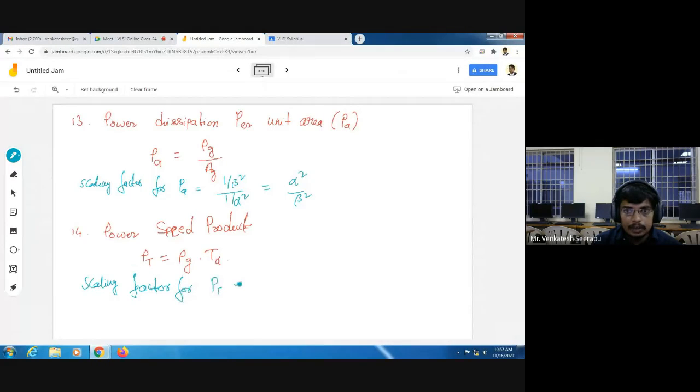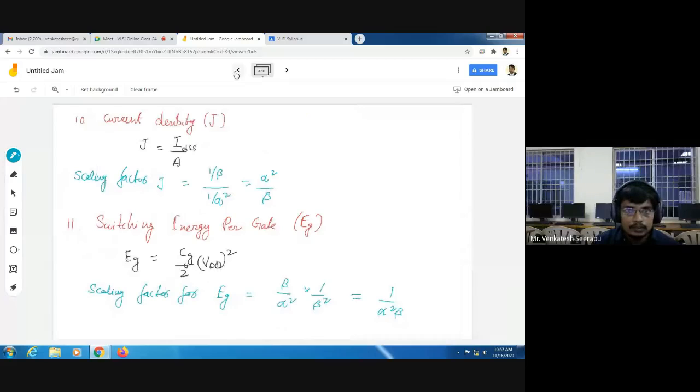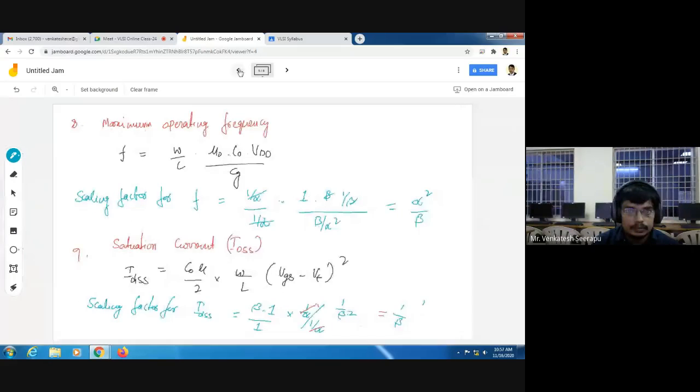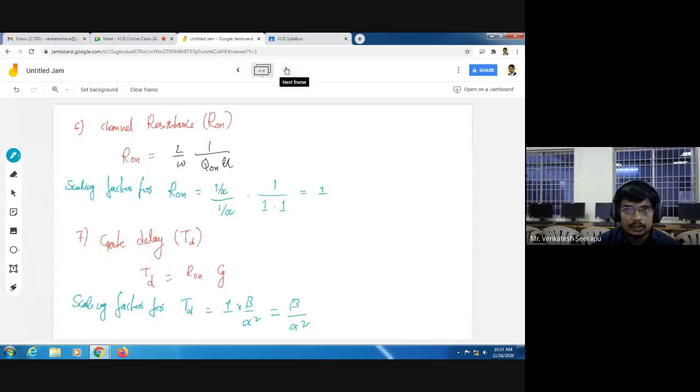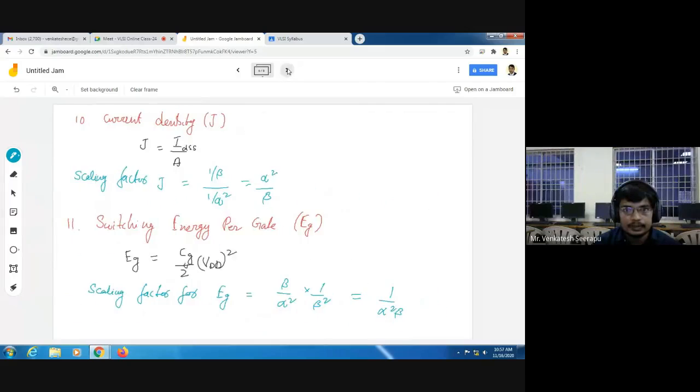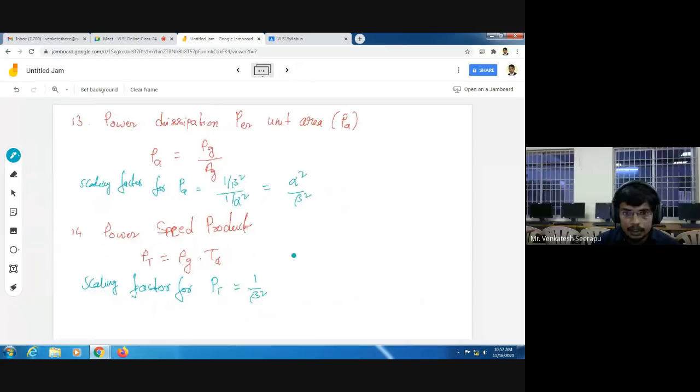PG has a scaling factor 1 by beta square. TD we have already found, it has a scaling factor beta by alpha square. So the scaling factor is 1 by alpha square beta.